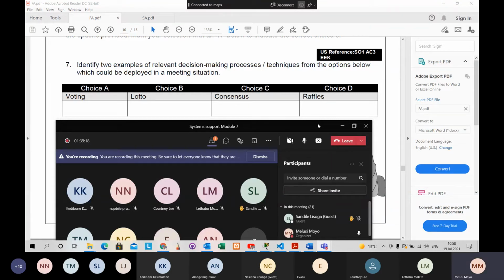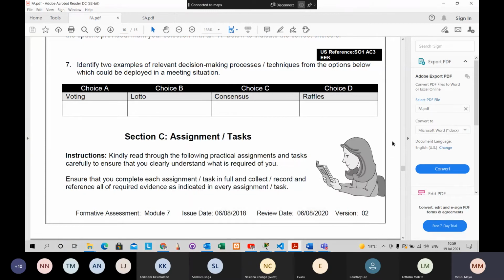Sandile, which one are you going with? A and C, sir. A and C. All right, we all agree it's A and C, right? Okay, on my side, I'm good with that, right?